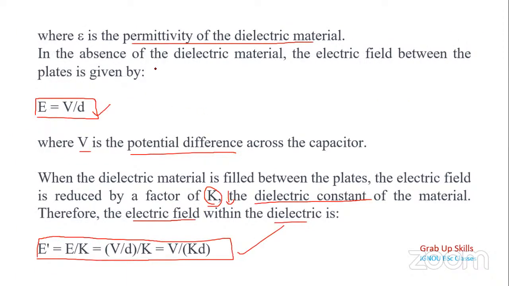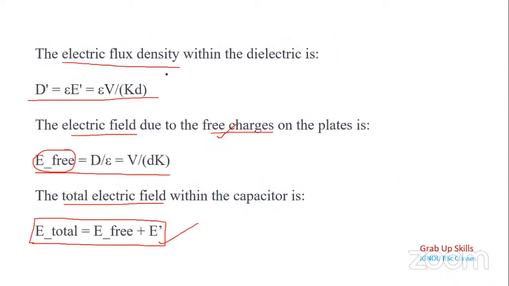In the absence of the dielectric material, the electric field would be given by this formula. What is V here? It is the potential difference. Then they have given the formula for the electric field within the dielectric. Then we will calculate the electric flux density, and this is the formula for it. When we have free charges, the electric field due to the free charges is given by this formula. And what is the total electric field? This would be E free plus E dash.